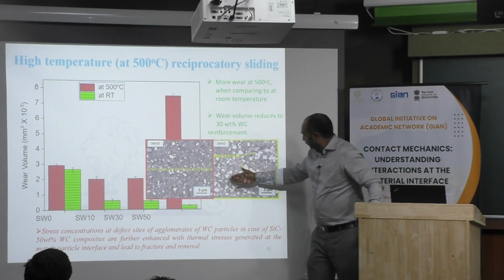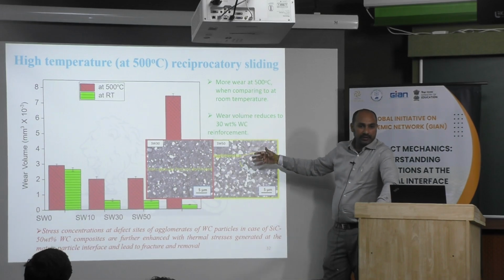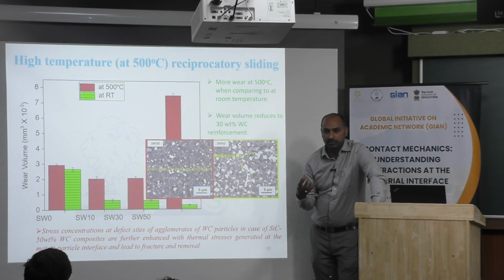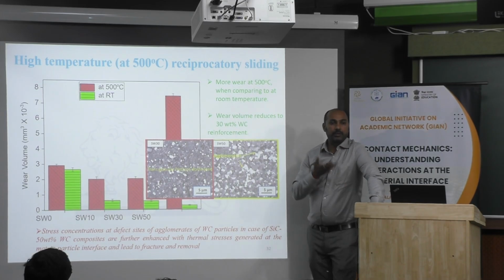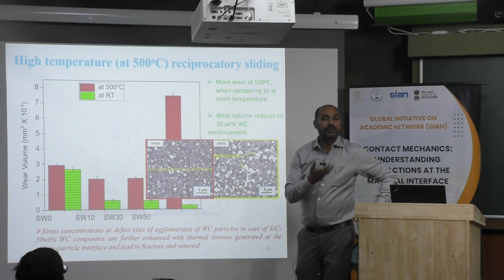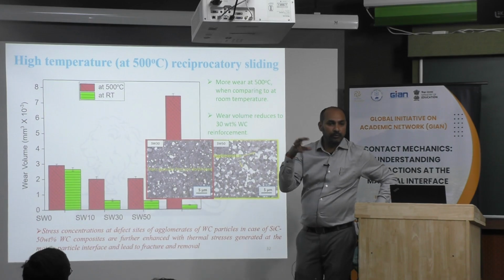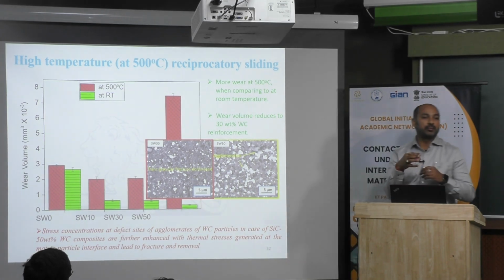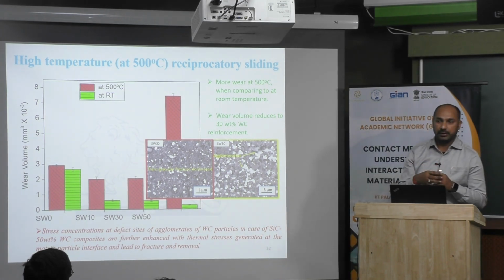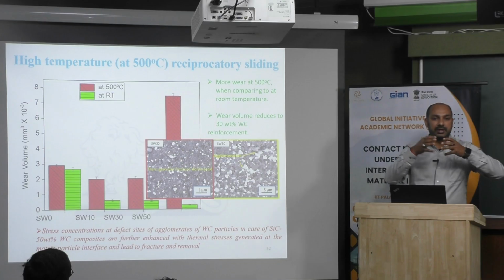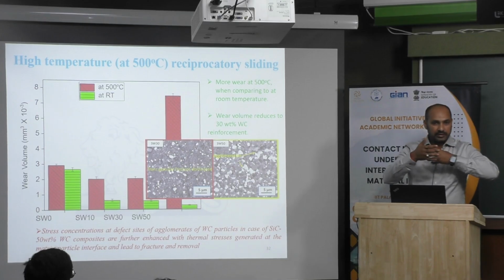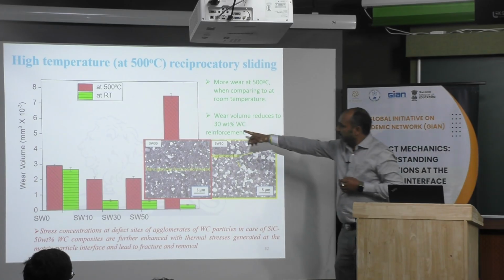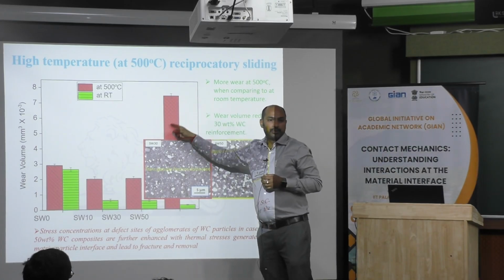So the fracture surface is dominated by transgranular fracture, but at the same time you can see some agglomeration of tungsten carbide particles. If you increase the amount of tungsten carbide particles, they will try to agglomerate, and that can become a stress concentration point, a defect site as well. If you increase the temperature, the thermal mismatch will lead to higher stress. This is what is playing a role here in case of SW50.